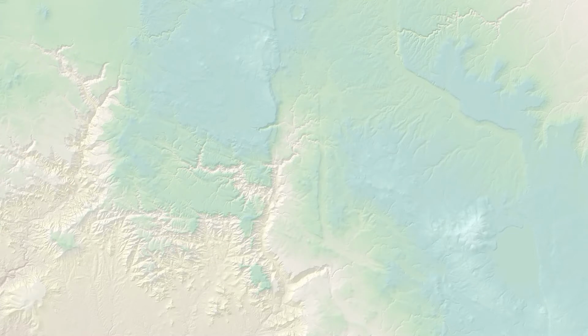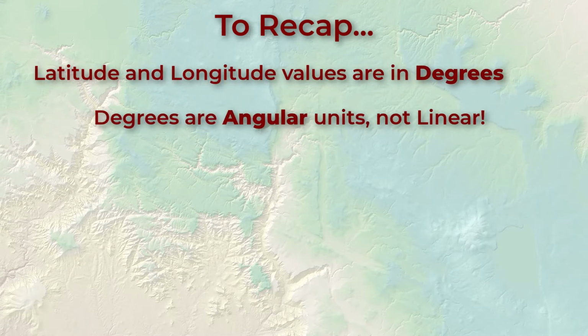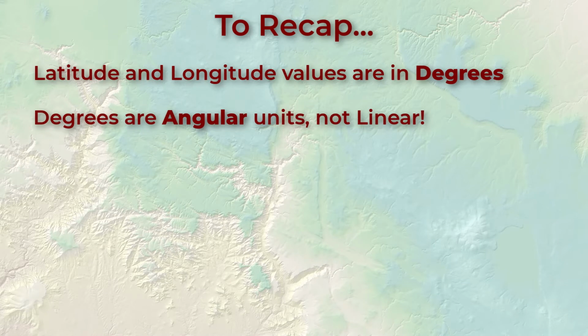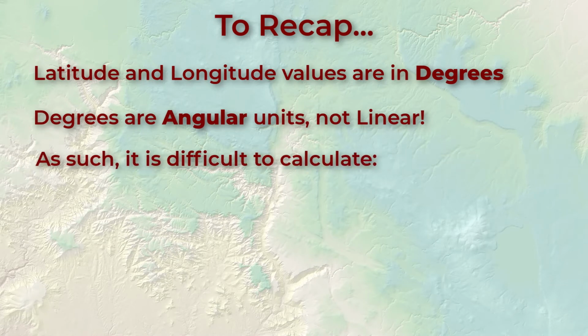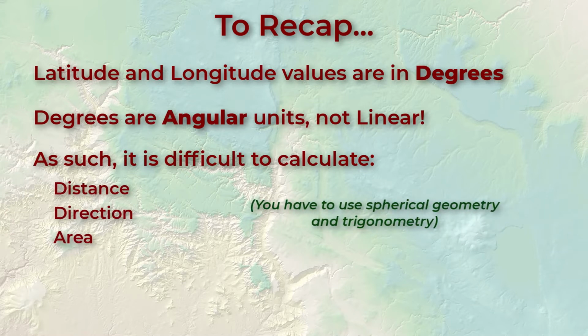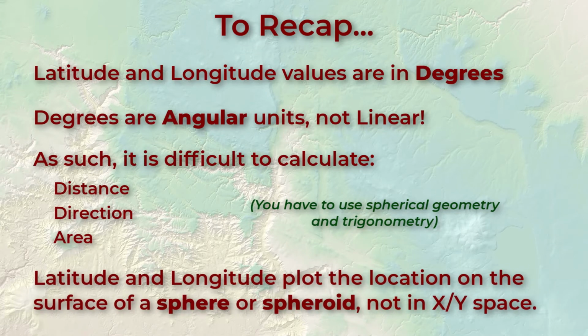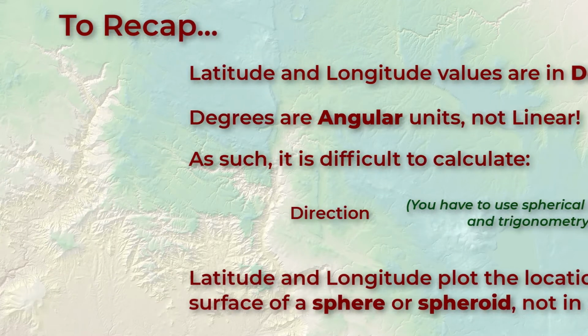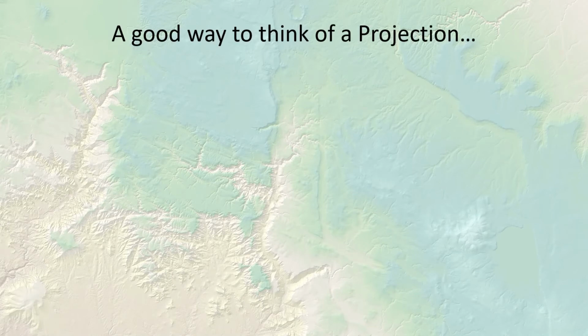So, just to recap, the latitude-longitude system is a method by which coordinates are reported in degrees. Degrees are angular units, not linear units. And as such, they make it difficult to work with mathematically. It's tough to calculate distances, calculate directions, calculate areas. The latitude-longitude system is great for reporting the coordinates of a location on the surface of a sphere or an ellipsoid, but they are difficult to work with in most other scenarios. And this leads us to the idea of projections.